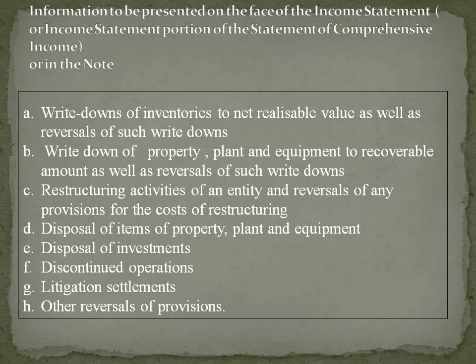In the similar way, we can write down inventory and write down property, plant and equipment, and also we can reverse that. And all those disposal of property, plant and equipment, investments, all this has to be recorded on the income statement portion. Litigation settlement, discontinued operation, other reversal of provisions, all these items are the material items, so it has to be presented on the face of income statement.